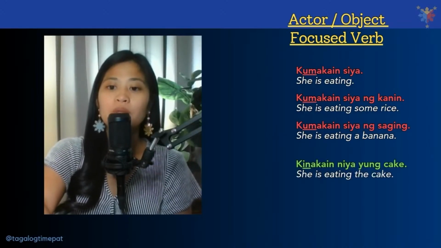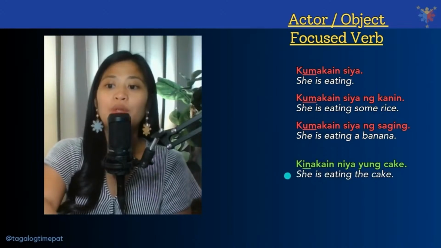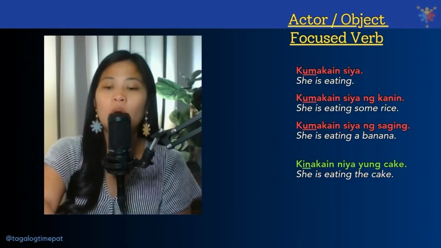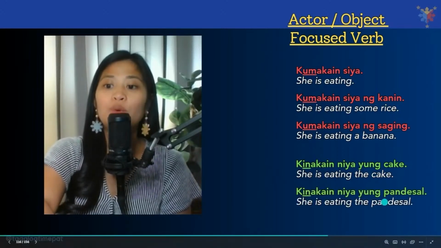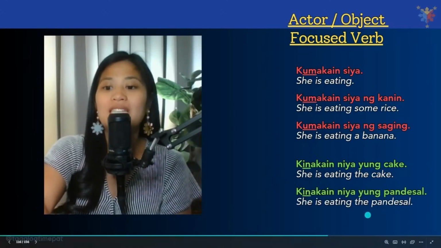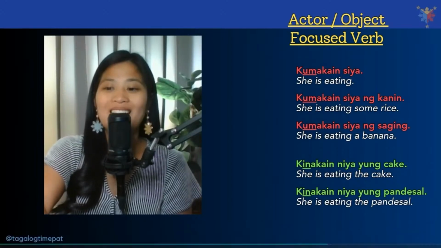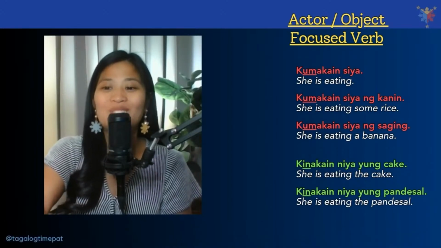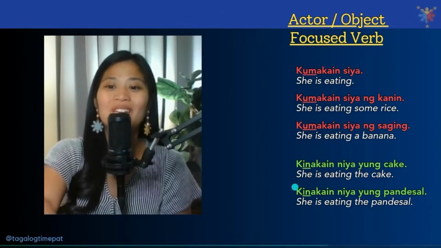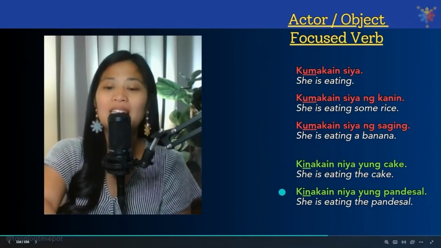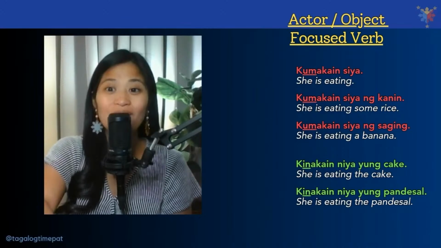And in all of these examples, kain is being conjugated as an um verb. But you could also say, kinakain niya yung cake. She is eating the cake. Or, kinakain niya yung pandesal. She's eating the pandesal. Pandesal is like a sweet bread that's usually eaten for breakfast. So in these last 2 examples, kain is being conjugated as an in verb.